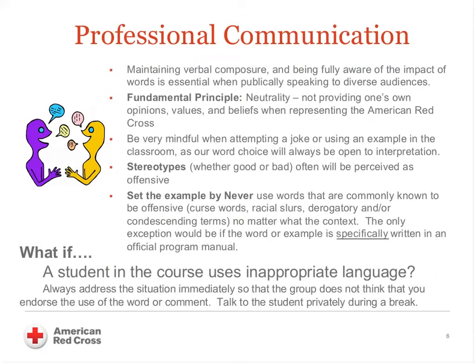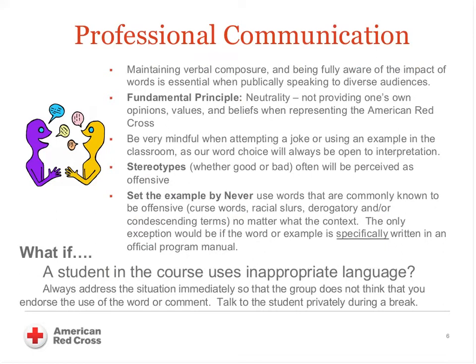People all have different opinions and values. People will make their own interpretation of what you are saying despite your intention. Red Cross established neutrality as a fundamental principle to help prevent issues around expression of personal beliefs and values. Whenever you are representing the Red Cross, you must set the example by only using professional language and never cursing, using a racial slur, or a derogatory, condescending term, or making stereotypical comments.